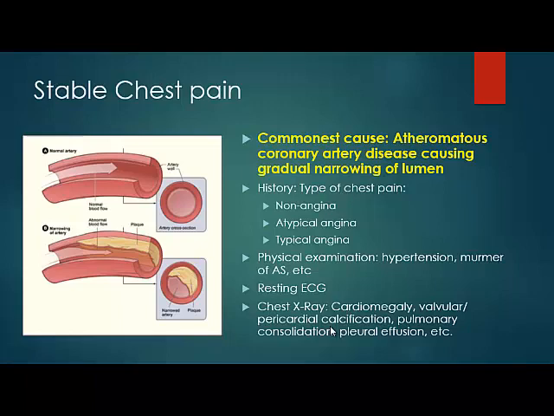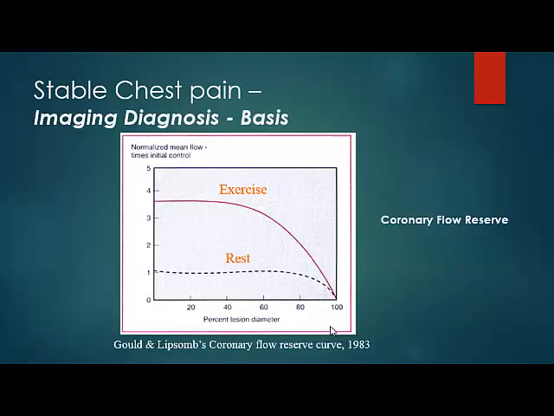On the basis of the type of angina, and on the basis of the person's age, sex, and risk factors, you determine the pre-test likelihood of someone having atherosclerotic disease. Then there is physical examination, resting ECG, and chest X-ray. These are all things that Dr. Fox has spoken about early in the morning.